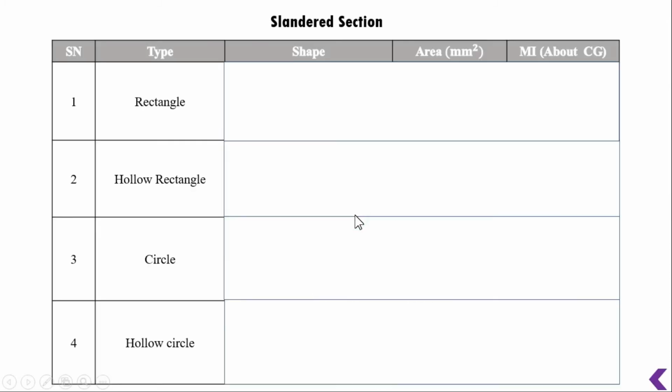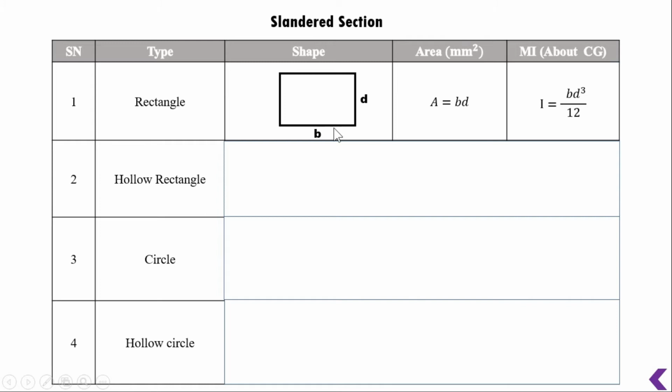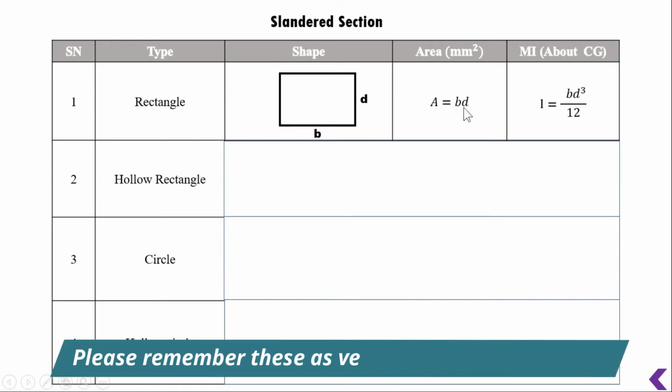Then we are going for the moment of inertia of some standard sections, like rectangle, hollow rectangle, circle and hollow circle. Let us move to the rectangle. As we see, a rectangle of sides B and D is given. The area of this rectangle is B into D, in mm square, whereas the value of I is BD cube by 12 along the XX axis.